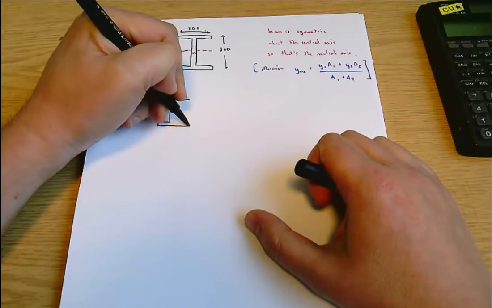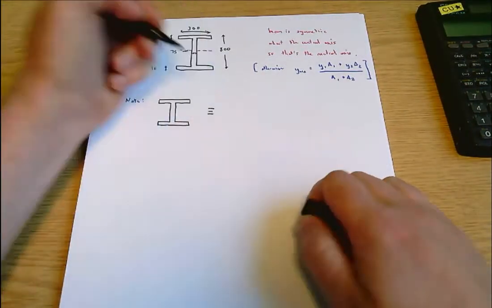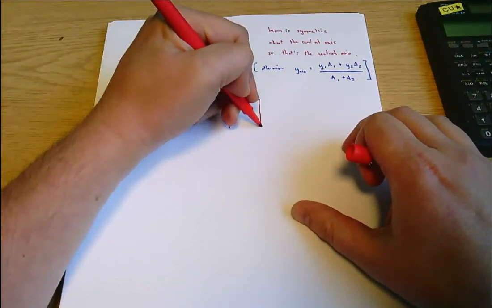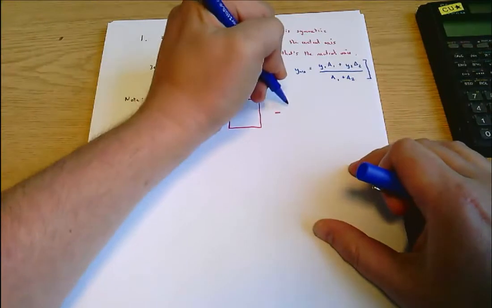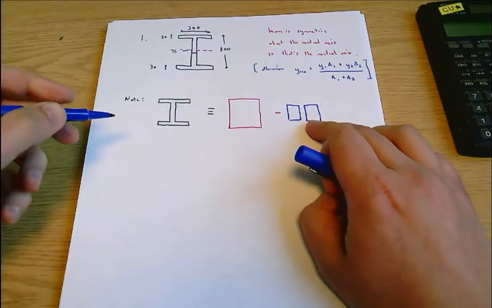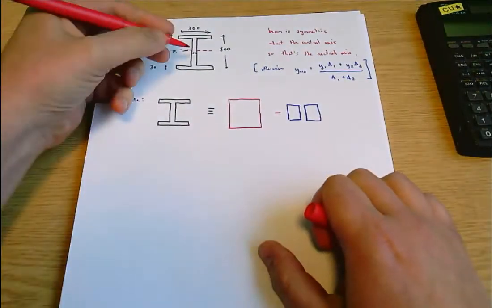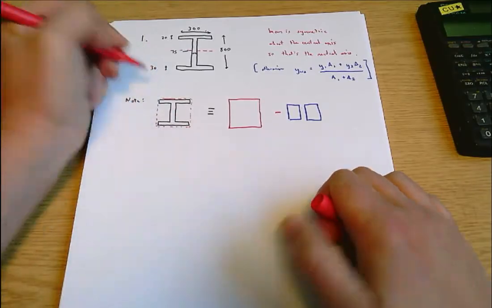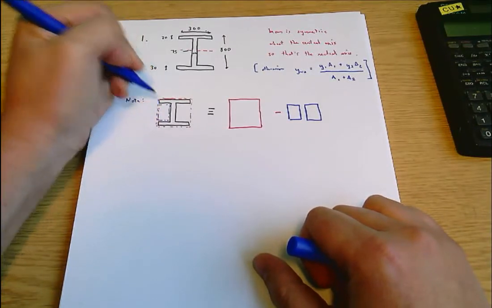So instead, I'm going to make a note that an I-beam like this is equivalent to a nice big rectangle like that, minus two small rectangles like so. If I take these smaller rectangles out of this shape, then I'll be left with this shape. And I can clarify that by putting a red box around where that red rectangle represents, and adding in some smaller blue boxes where those blue rectangles represent.